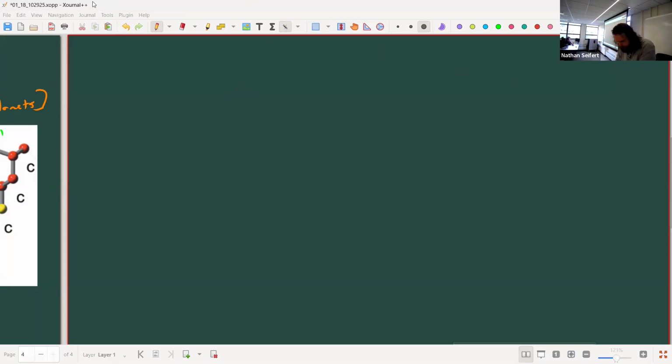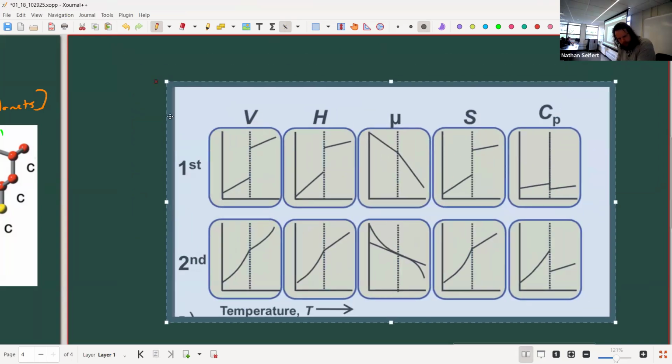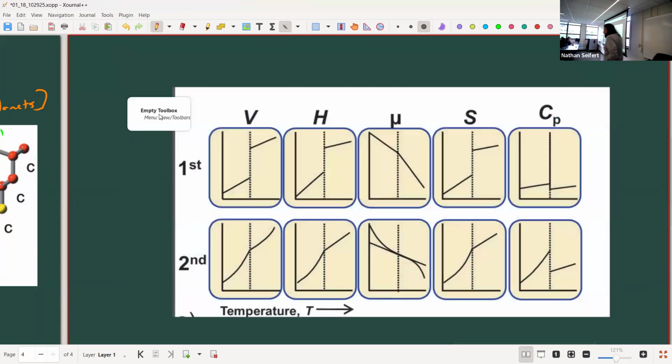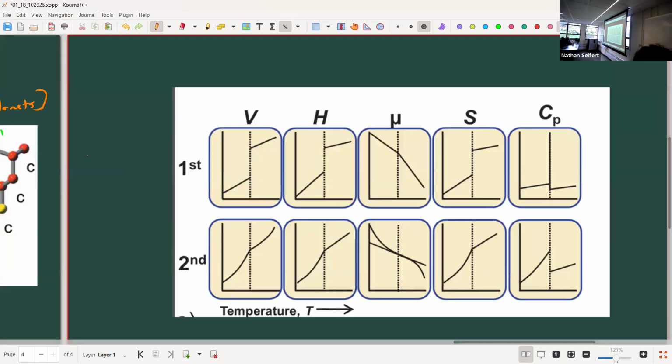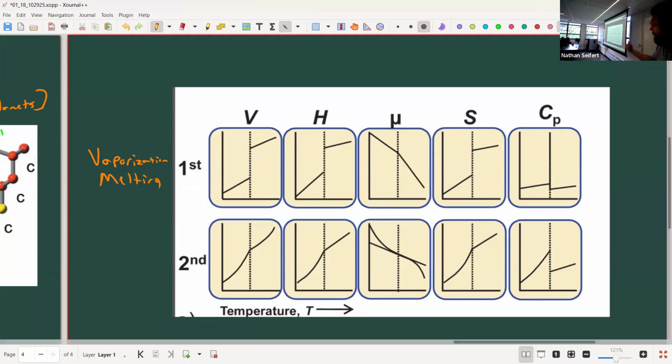So what I have here is a really nice diagram that I stole from the internet a couple years ago of different parameters that we've considered or we've talked about and how they vary in their behaviors between a first and second order phase transition. So this, for instance, this would be vaporization or melting. Notice that the x-axis is an increasing temperature, and this is the critical point.